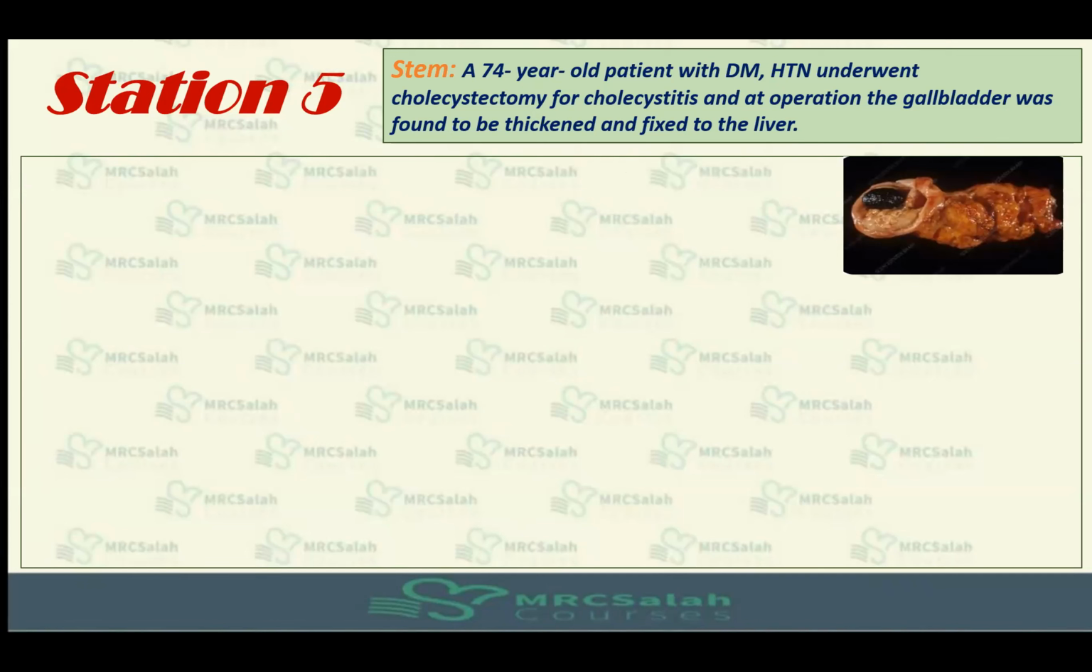Welcome. Okay, so are you ready? Great. So you have a 47-year-old patient with diabetes and hypertension who underwent cholecystectomy for cholecystitis, and at operation, the gallbladder was found to be thickened and adherent to the gallbladder bed in the liver.